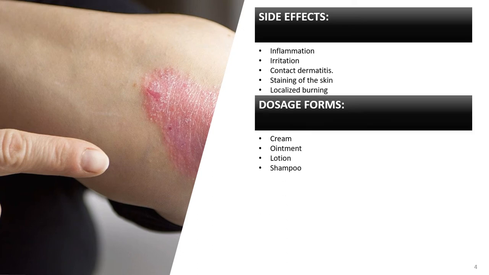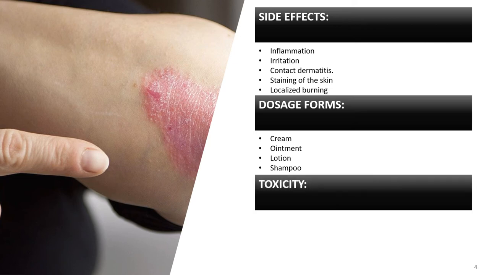Okay, now the dosage forms in which Diathranol is available. It is generally applied topically and not involved systemically. So the dosage forms available are cream, ointment, lotion, and shampoo, which are generally applied topically on the skin.